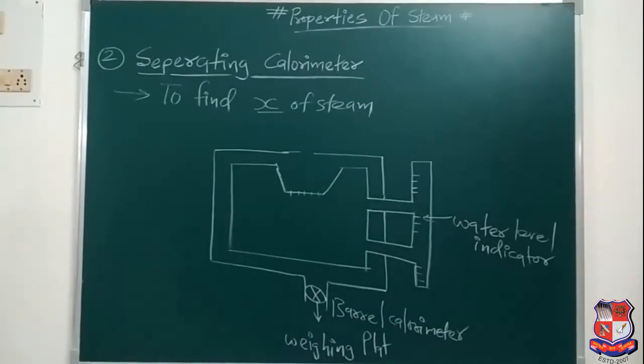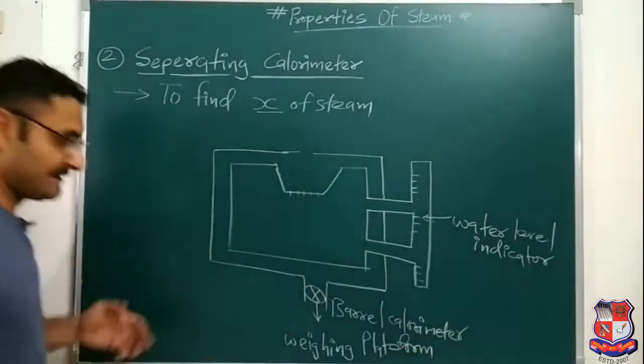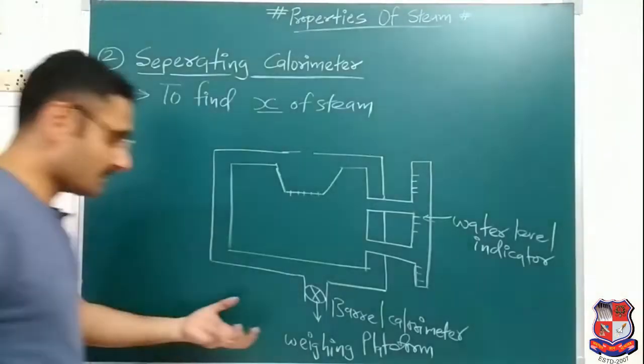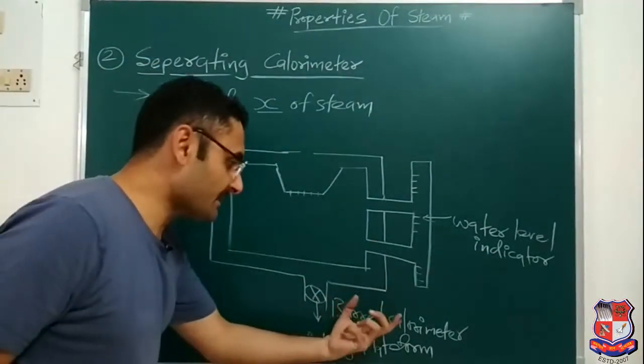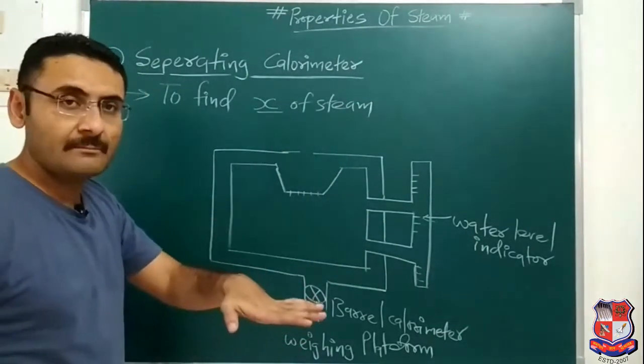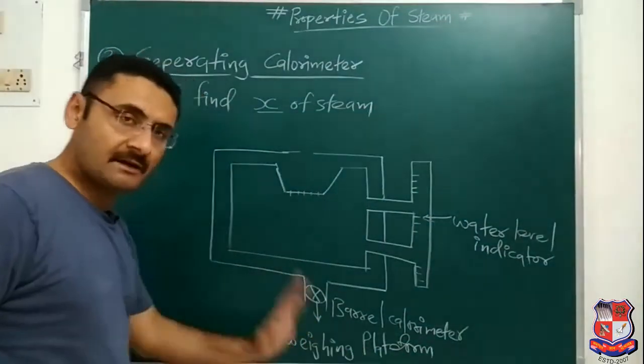You can see the weighing platform. It is located on one weighing platform. Now, as you know, the barrel calorimeter is located on one weighing platform, and that weighing platform will measure what? It will measure the mass. But you should remember that for now.